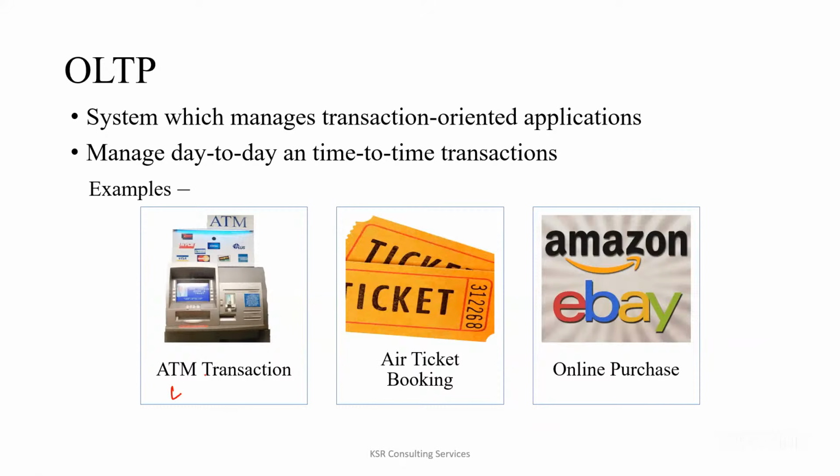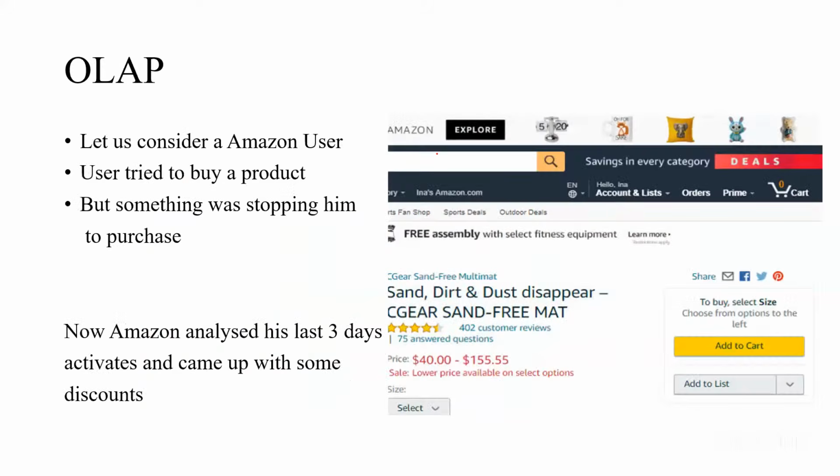For example, your ATM transaction, ticket booking or bus ticket booking, or anything you're purchasing on Amazon, Flipkart, anywhere you're doing day-to-day browsing activity and certain transactions, those kinds of transactions come under OLTP applications, whereas OLAP systems are where we want to do end-to-end analytics. I will give you one example.